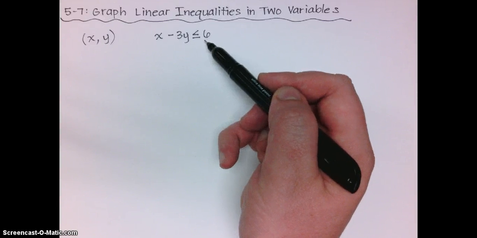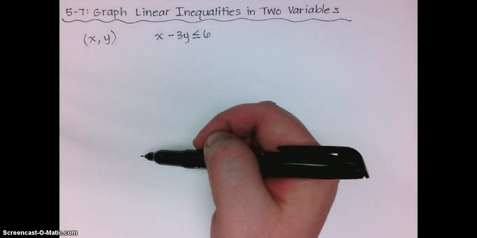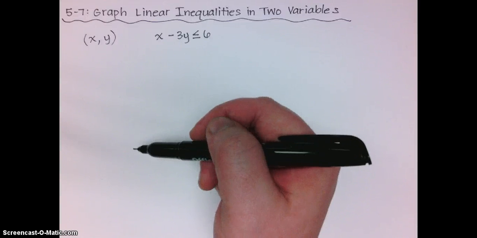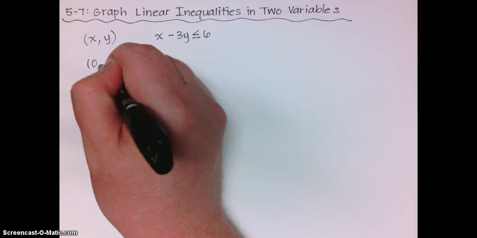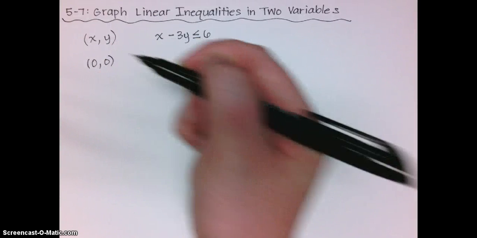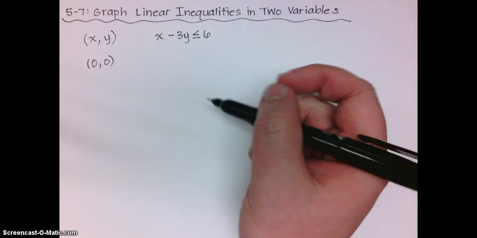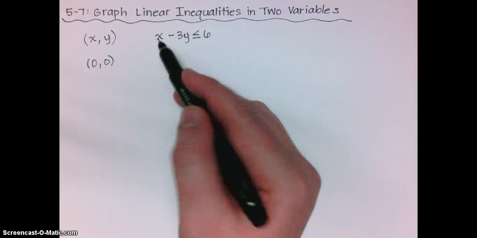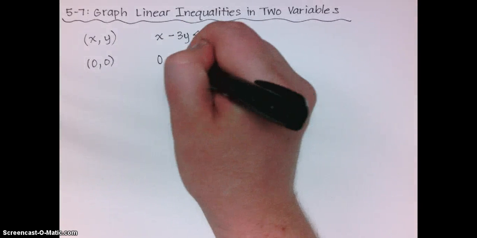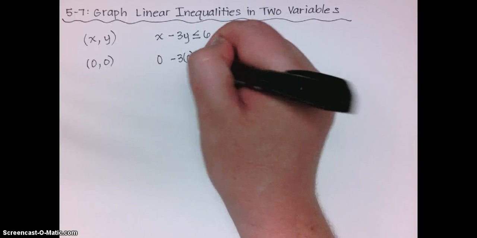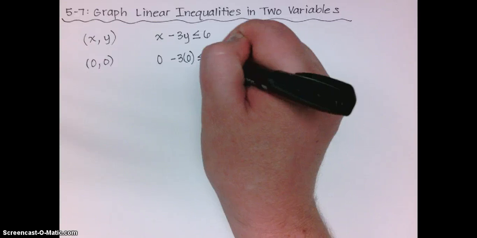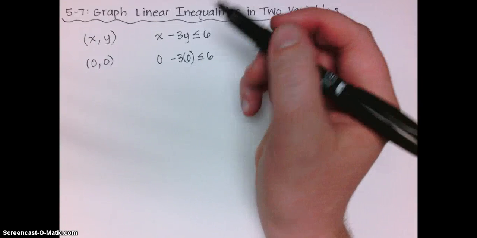So for this first example, we have x minus 3y is less than or equal to 6. I'm going to give you a couple of coordinate points, and I want you to tell me if it is a solution of this inequality. So let's just start with 0, 0. If I plug that in, I'm going to put 0 for the x value minus 3 times the y value of my coordinate, which is 0 as well, and I want to see if that is going to be less than or equal to 6.